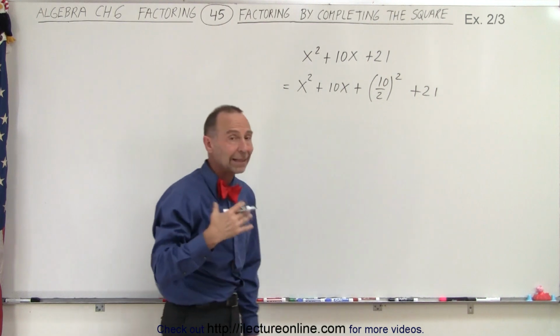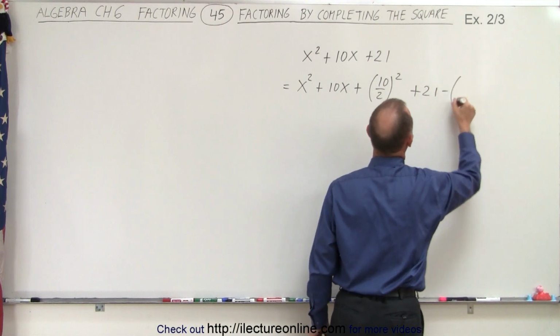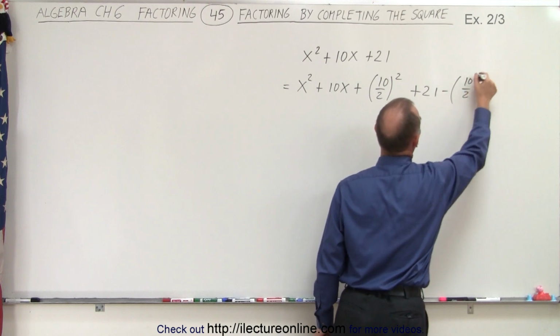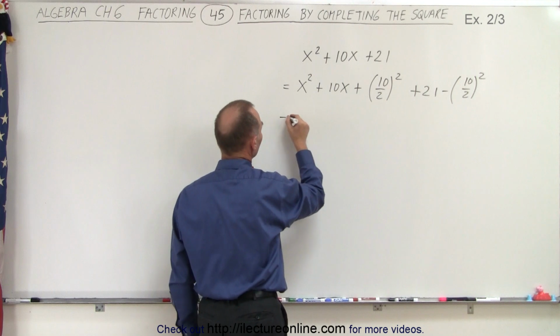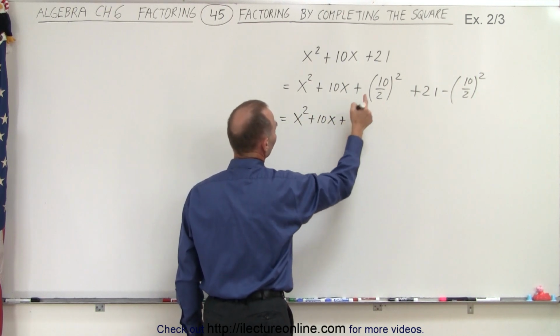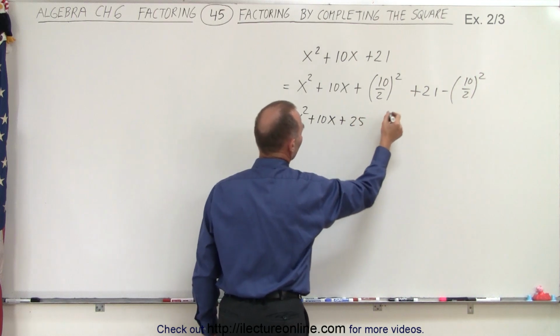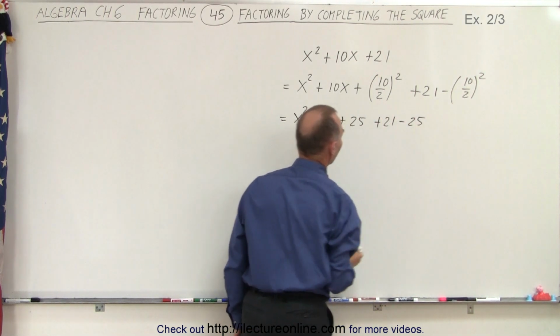Of course, since we add that amount, we must also subtract that amount. So we go minus the quantity 10 over 2 quantity squared. So now when we simplify this, this is therefore equal to x squared plus 10x plus 5 squared is 25, and here we write plus 21 minus 25.